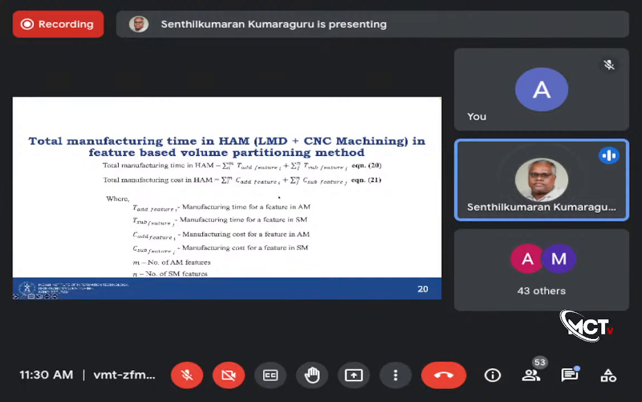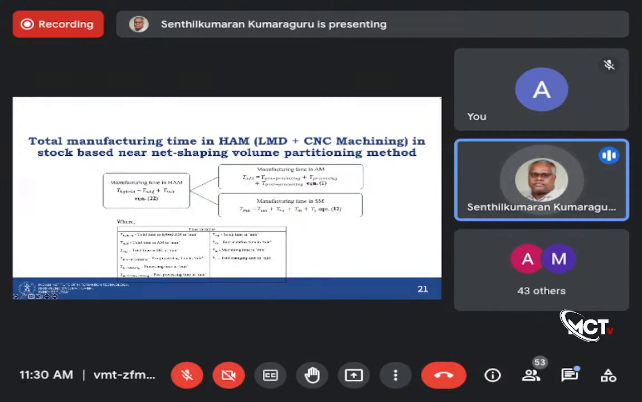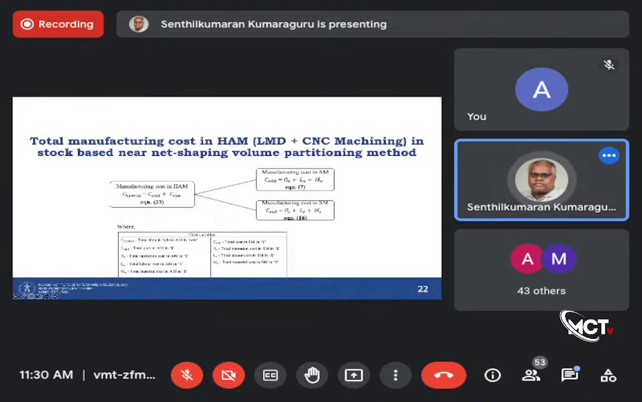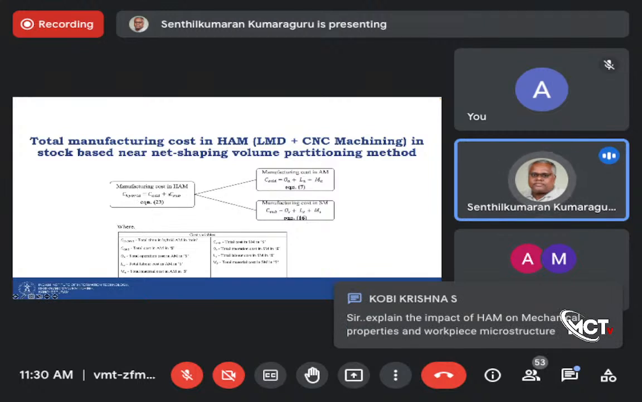So this is the hybrid additive manufacturing: additive time plus subtractive time. The manufacturing times in AM and SM are something you have already found out; you just add them for hybridization. So this is for a stock-based method. In the stock-based method, we also have the cost for hybrid, which comes from the addition of the cost for additive manufacturing and the cost for subtractive manufacturing, which you found from the cost models of AM and SM separately. If you add them together, you get the hybrid cost, right?